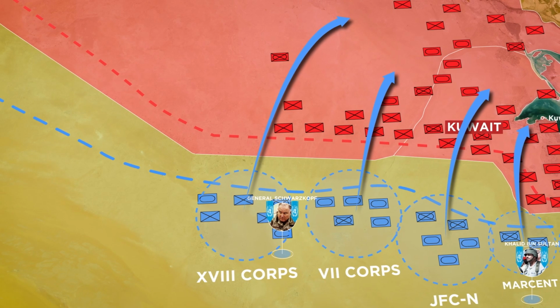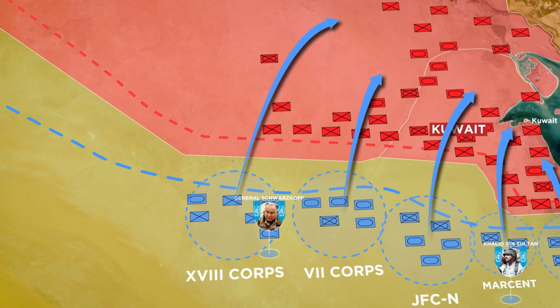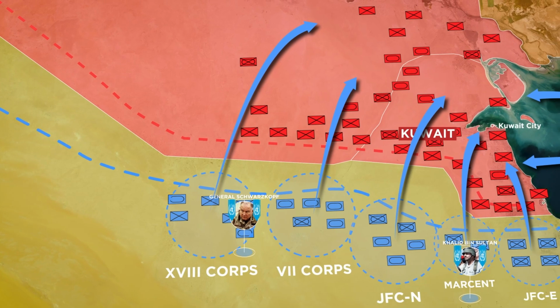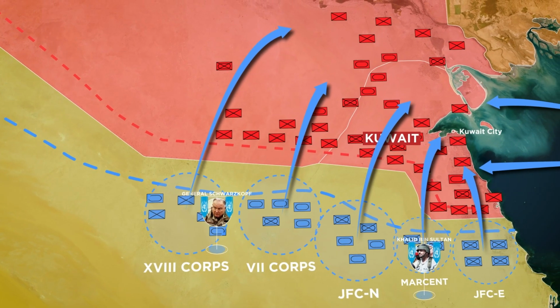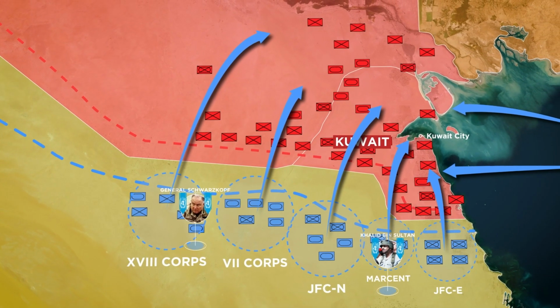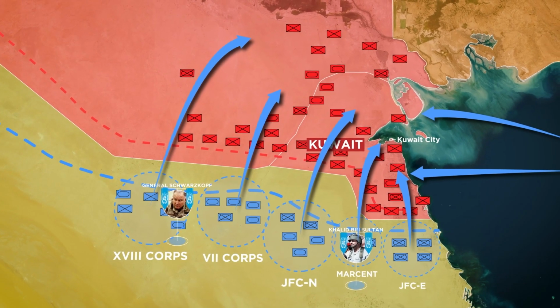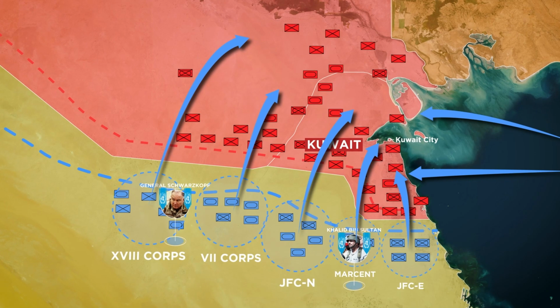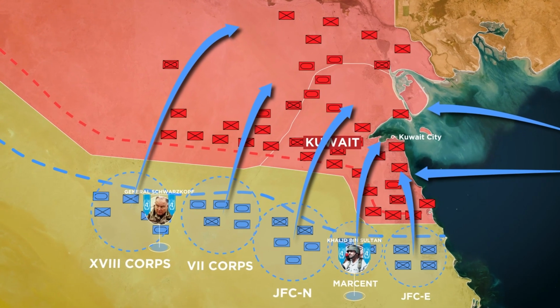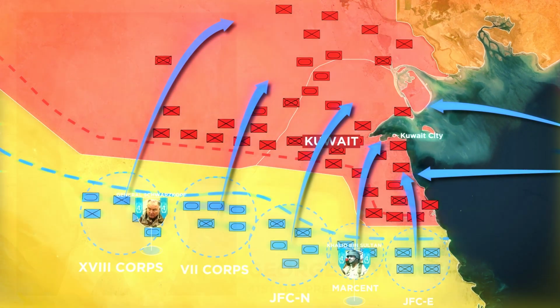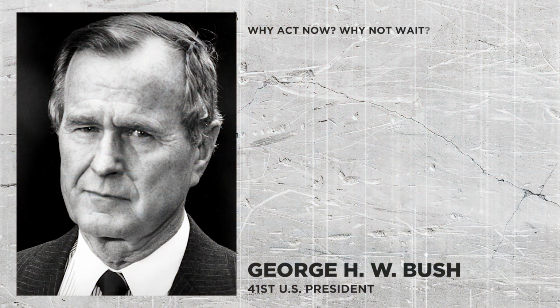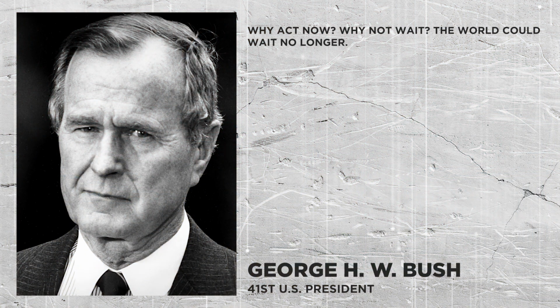On January 17th, after the total failure of a diplomatic effort to make Saddam withdraw from Kuwait, it was decided to eject him with military force. The needed army was assembled, and the plan, Operation Desert Storm, was ready for implementation. In announcing the start of the war, President Bush stated, "Why act now? Why not wait? The world could wait no longer."